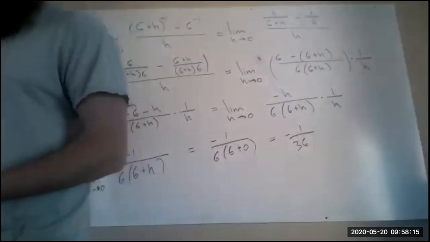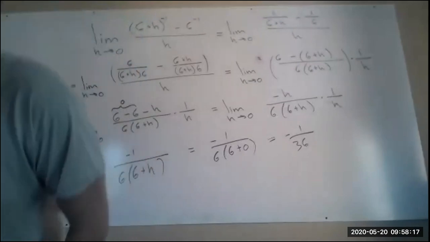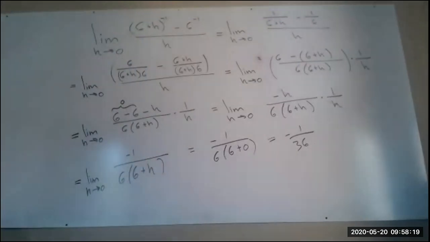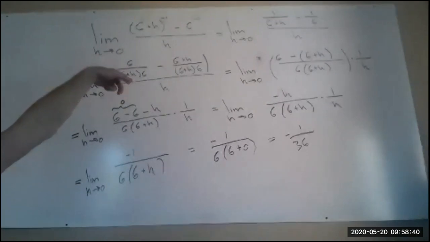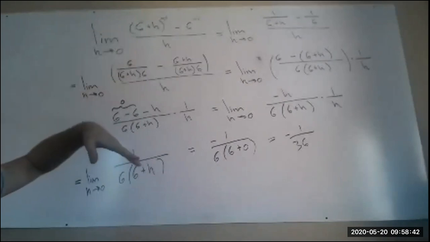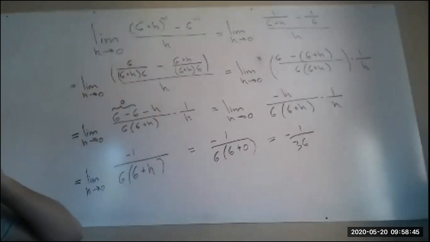Comfy with all of those steps? Feels good. Okay, cool. So remember that the negative first power just means the reciprocal of, 1 over, and that we have to do it in groups. We can't do them separately because powers don't distribute over addition. So the 6 plus h to the negative 1 is not the same as 1 sixth plus 1 over h. It's 1 over 6 plus h. And then the 6 to the negative 1 is, of course, 1 sixth.